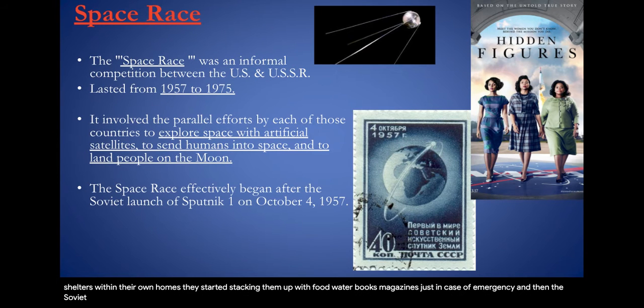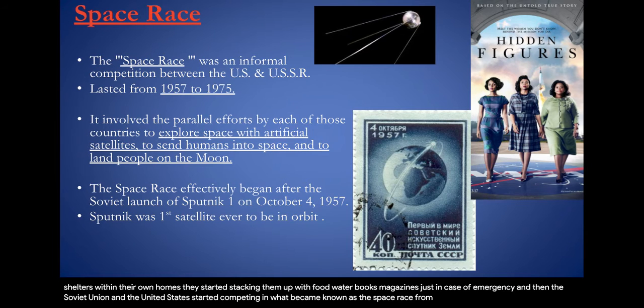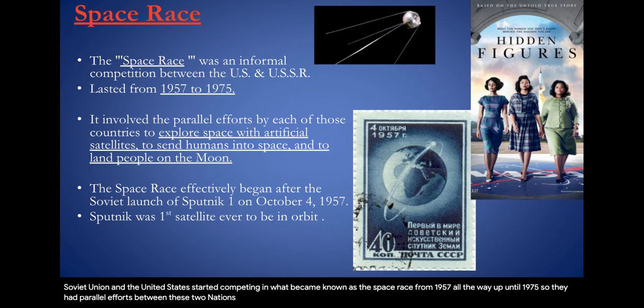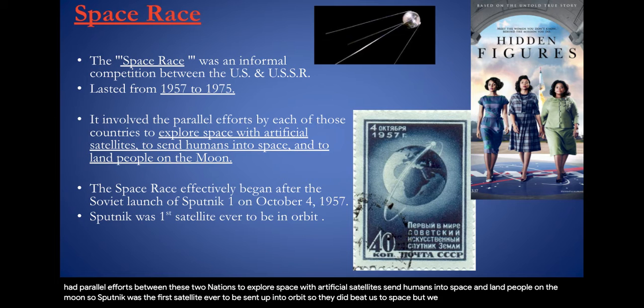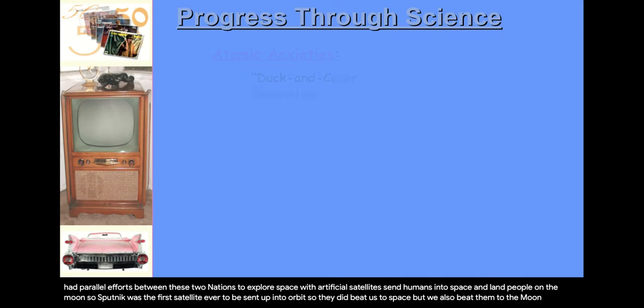And then the Soviet Union and the United States started competing in what became known as the space race from 1957 all the way up until 1975. So they had parallel efforts between these two nations to explore space with artificial satellites, send humans into space, and land people on the moon. So Sputnik was the first satellite ever to be sent up into orbit, so they did beat us to space, but we also beat them to the moon.